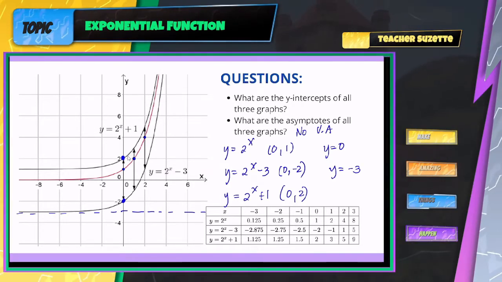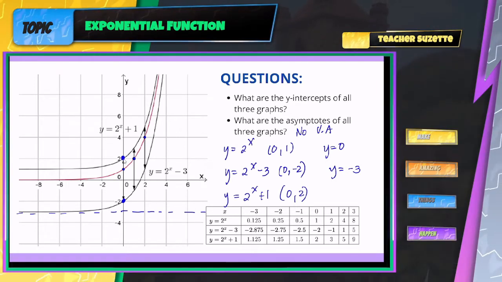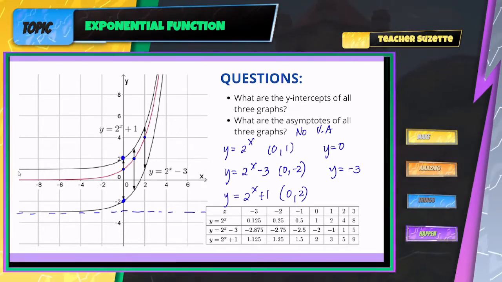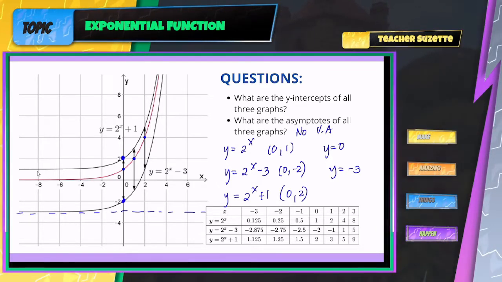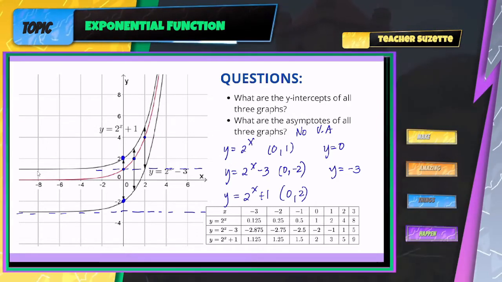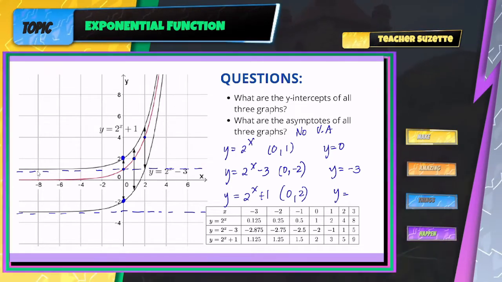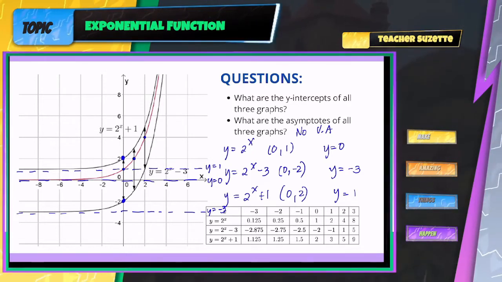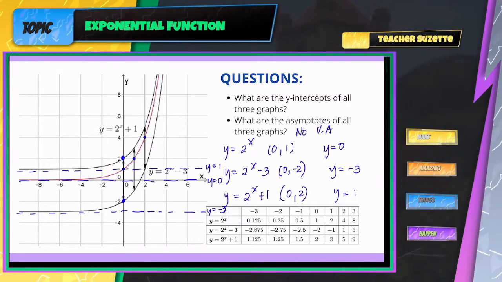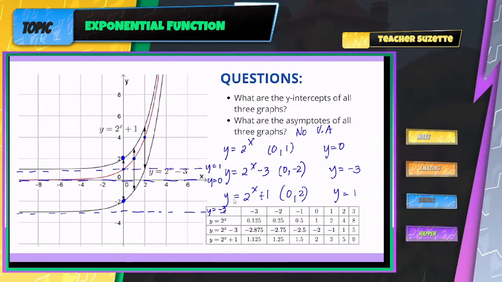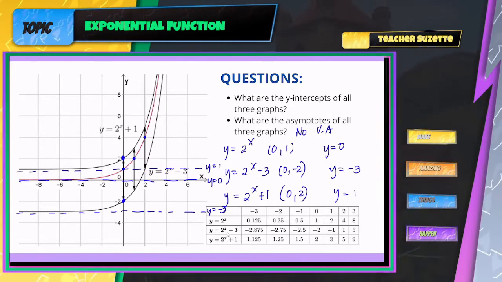Then, lastly, for the graph of y is equal to 2 raised to x plus 1, as x decreases, y also decreases. However, it does not touch a particular line, this line. If we draw this imaginary line, this is what you call the line y is equal to 1.